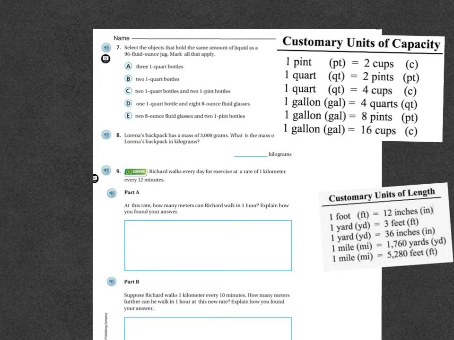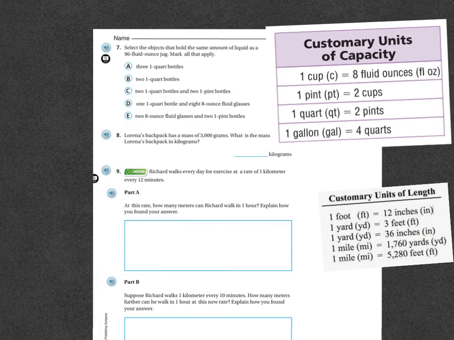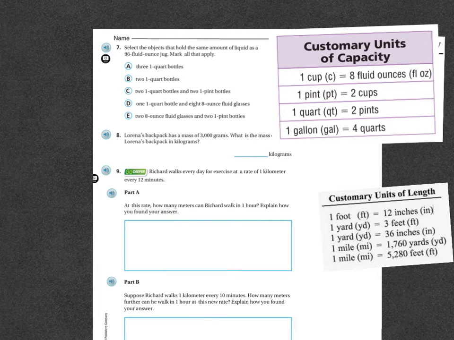Oh, and hold on. Let me pull that up too. There we go. This one right here, boys and girls. You have the fluid ounces at the top, and you have quarts, pints, cups, and even gallons. And what you're going to do is see if options A through E match 96 fluid ounces. Remember, you can mark all that apply. So they're hinting you could possibly be highlighting and circling more than just one.